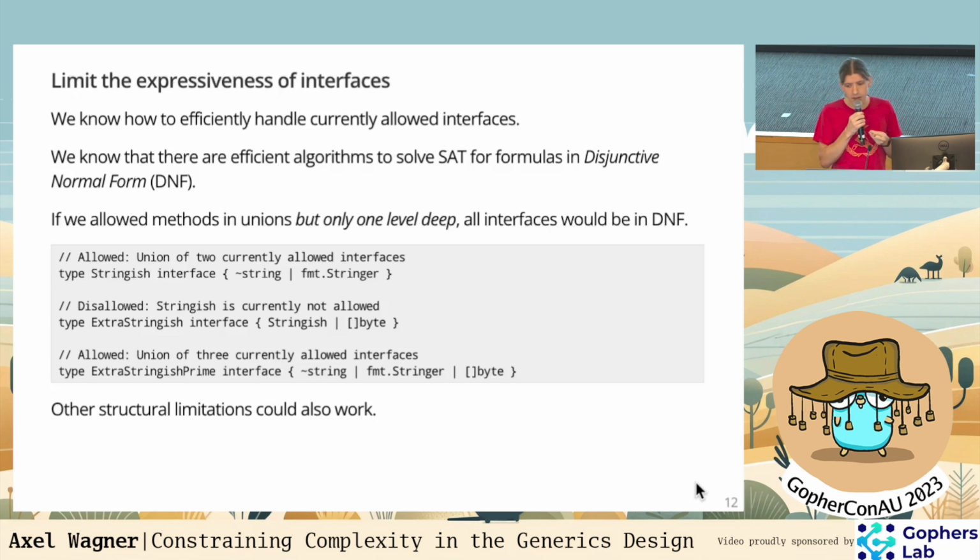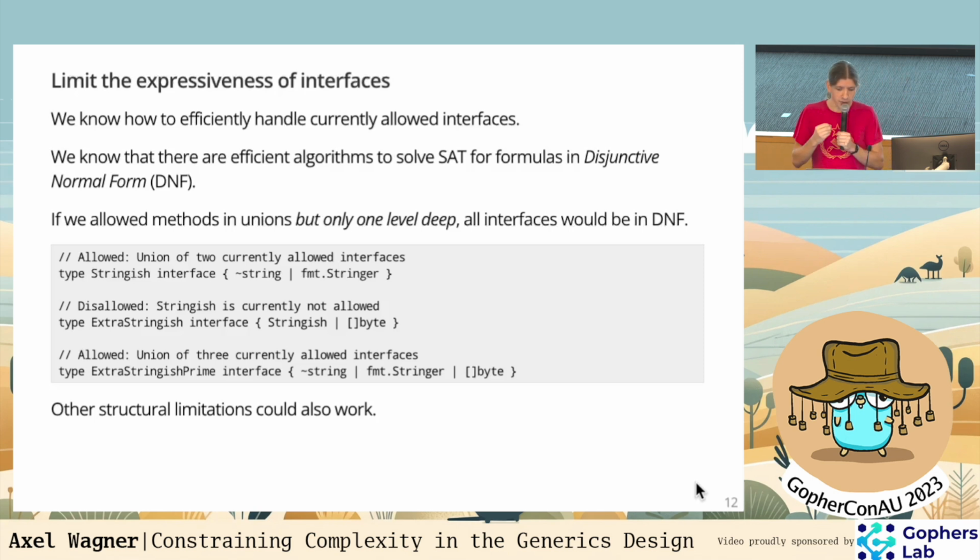And one of them is if we know that our formulas are given in disjunctive normal form. Again, I apologize for not explaining more what that means. I don't have the time. But basically this means that you have a set of terms that are combined with ORs, where each term is just a list of ANDs. Anyway, what is important is that we already know how to solve SAT for our current interfaces, basically. If we don't allow methods at all, then we already know how to solve SAT.